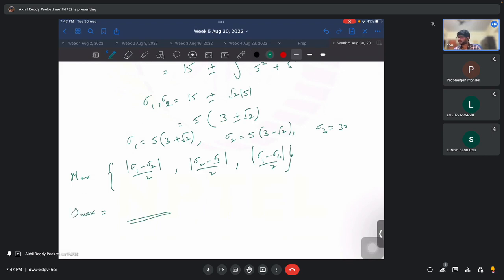So in this case, what would those be? Five into (3 plus root 2), so this is 22.07. Five into (3 minus root 2), 7.93, and then 30. So what would be the maximum value in this? So 30 minus 7.93 would give you the maximum. So 30 minus 7.93 by 2. Is that clear how I took that?